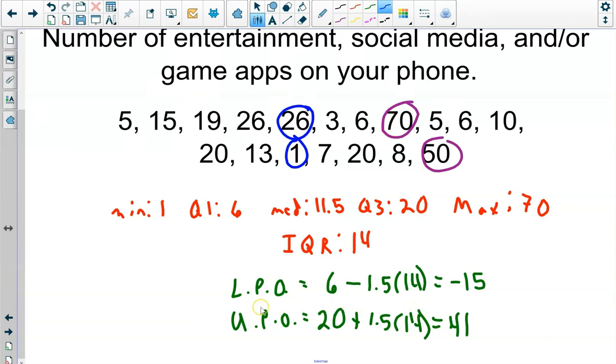Again, the only thing that it doesn't tell you out there is what the lower potential outlier limit is and the upper potential outlier limit. You have to figure those out. But just using that formula, StatCrunch gives you all the other information you needed. Okay? So let's take a look at your homework.